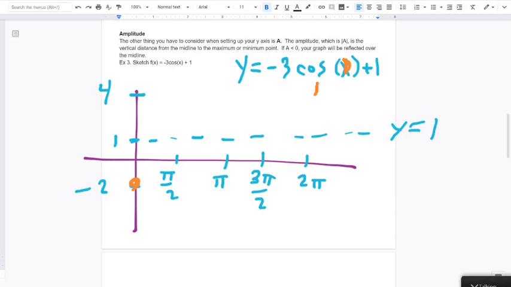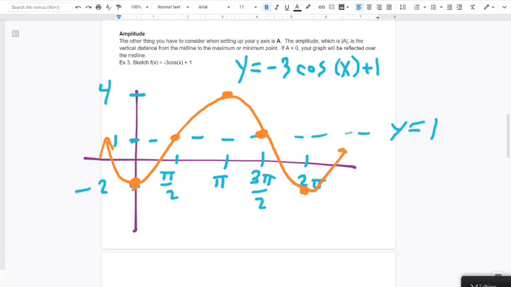Once we start there, every increment we're going to move either up or down A units. So we move over to pi over 2, that's an increment, we move up 3 units. Move over to pi, move up another 3 units. Move over pi over 2 again to 3 pi over 2, and we're back down 3 units. Then go over to 2 pi, and we're back to where we started. And this would be one full period of y equals negative 3 times the cosine of x plus 1. If it said to graph 2 full periods, you would just keep going with that same pattern.